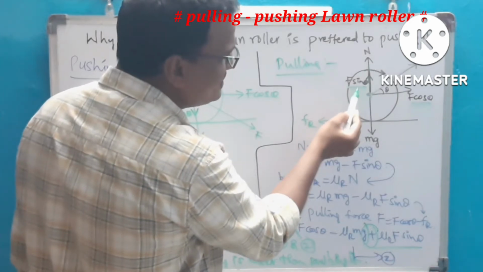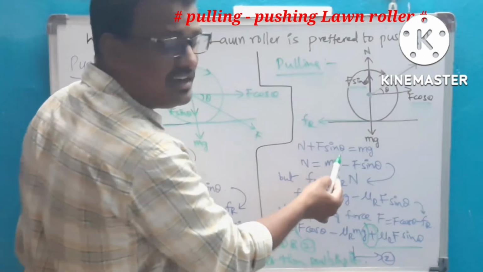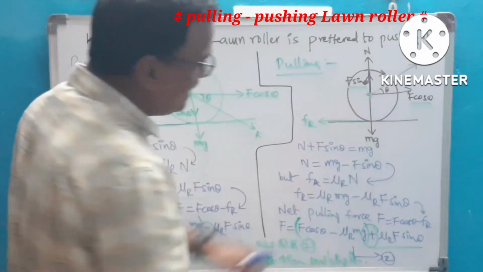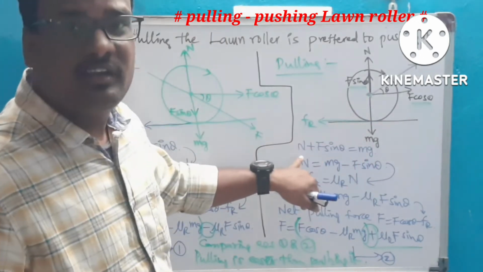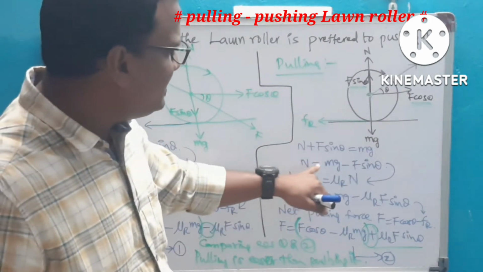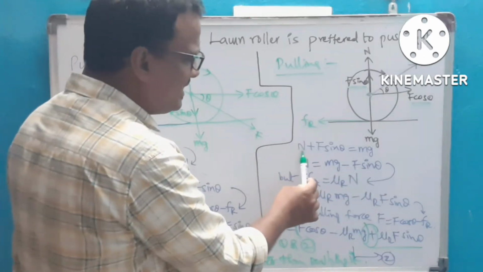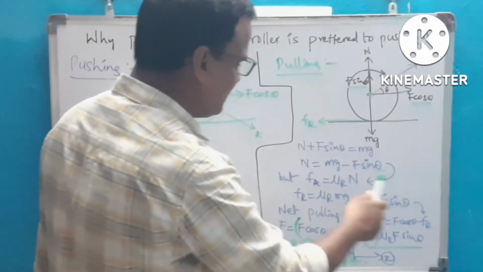Here n and F sin theta are both in the upward direction. That's why n plus F sin theta is equal and opposite to mg. So we can write n plus F sin theta equals mg, and n equals mg minus F sin theta. So here n equals mg minus F sin theta.